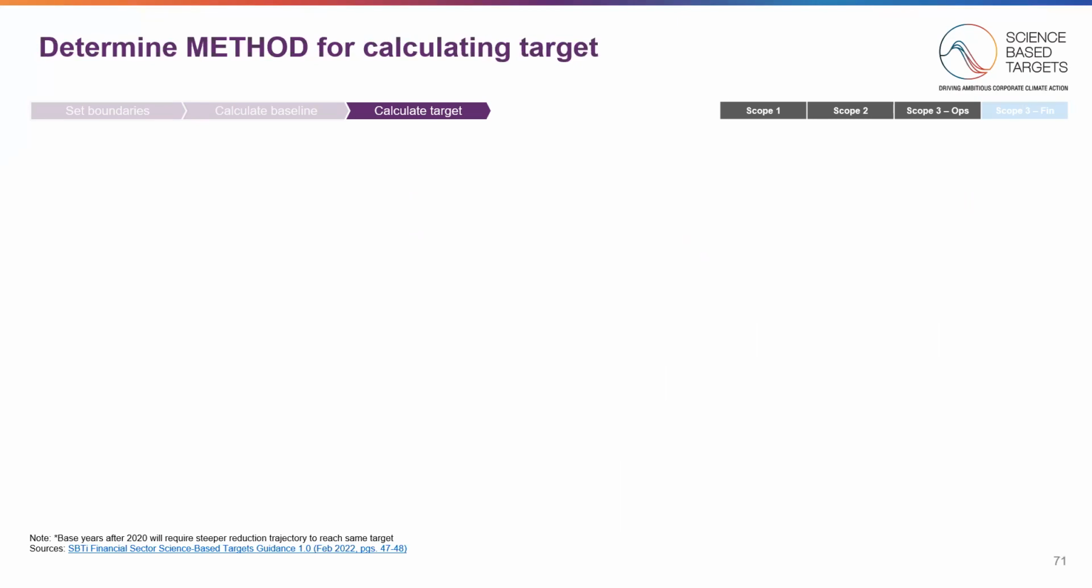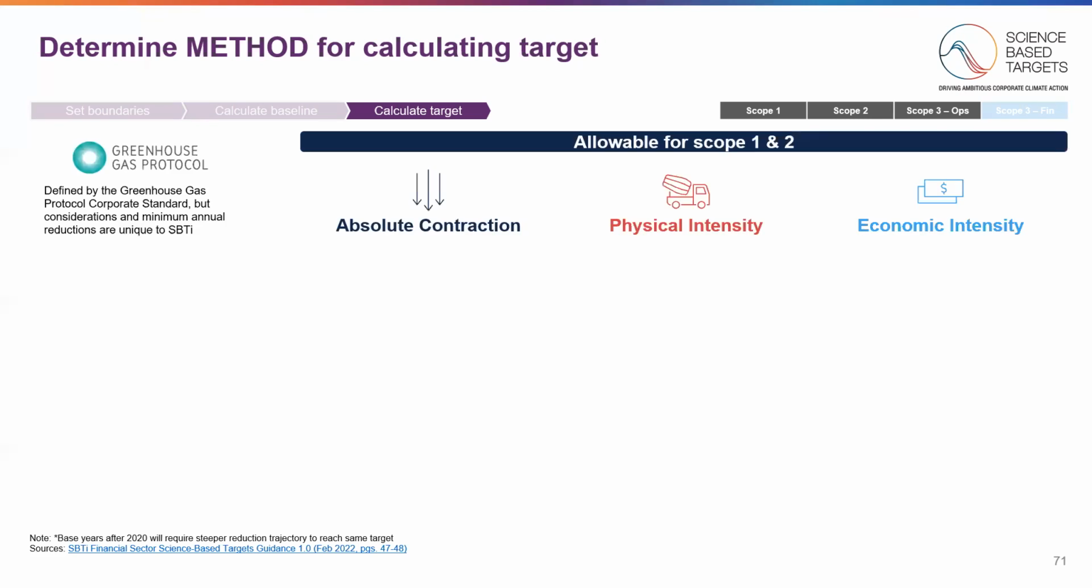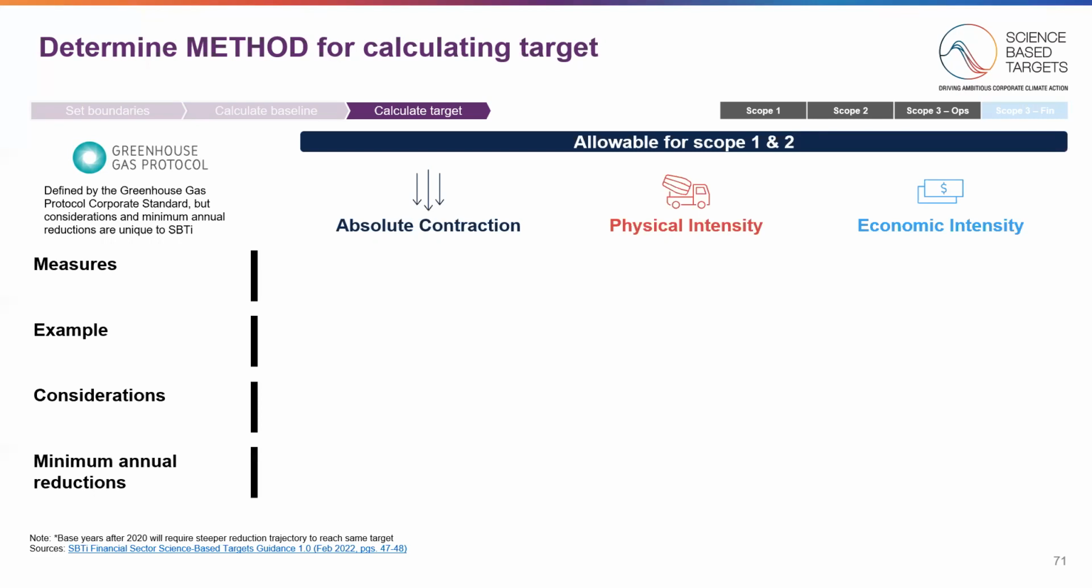Diving in more deeply on the method for calculating the target, Scope 1 and 2 allow for 3 different methods: absolute contraction, physical intensity, and economic intensity. For each of these methods, you'll want to understand the measurement method, consideration, and how it'll affect your minimum annual reduction.